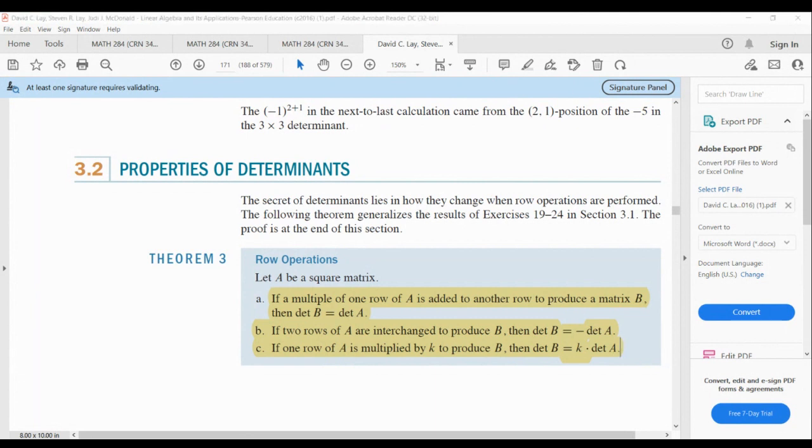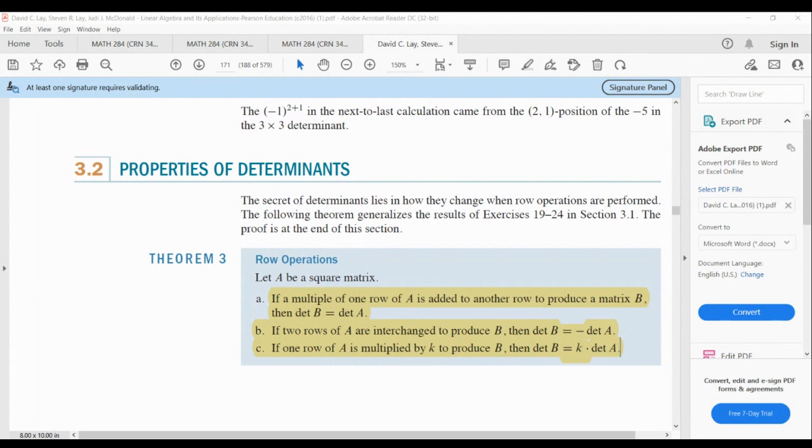One is if a multiple of one row is added to another row to produce a matrix B, then the determinant of B equals the determinant of A. The next property, B, is if two rows are interchanged to produce matrix B, the determinant of B equals negative determinant of A. And finally, the third property is if one row of A is multiplied by some constant K to produce matrix B, the determinant of B would equal K times the determinant of A. These are the three properties.